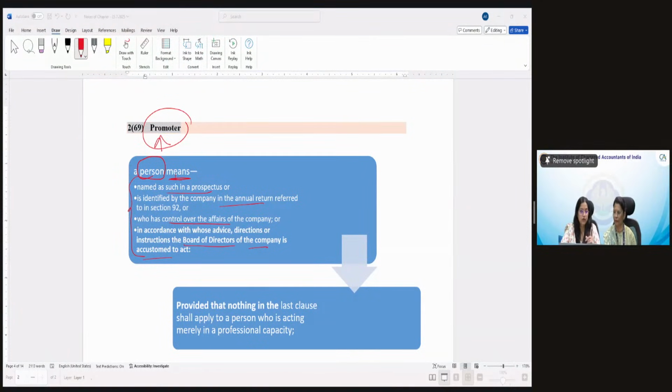What I told was in a general sense. So what is the act saying? You can see the provisions there, up to the last point. The act is saying a person who has been named as such in the prospectus. Now let's come to how you have to learn it. First of all, it is very necessary that the person should be named as a promoter, named as such. The word they have used is as such. So that person should be named as a promoter in the prospectus.